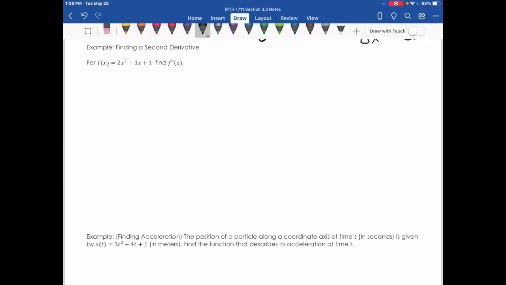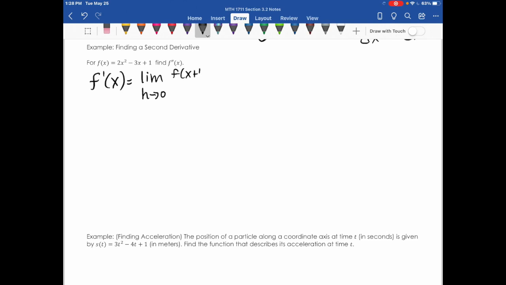Okay, so let's look at our first example. We're going to do 2 examples of higher order derivatives. Okay, so this first example is f of x is equal to 2x squared minus 3x plus 1. So we're going to find the second derivative. So we need to find the derivative and then take the derivative again. So first, let's find the first derivative.